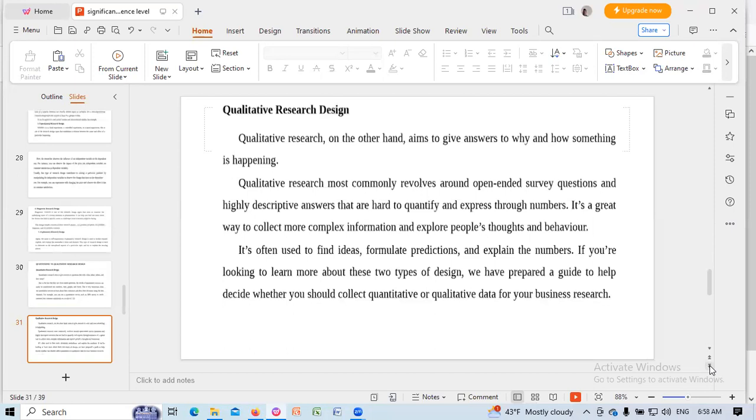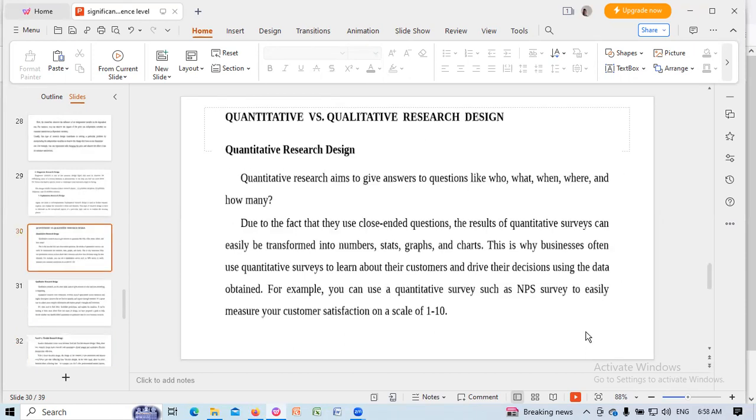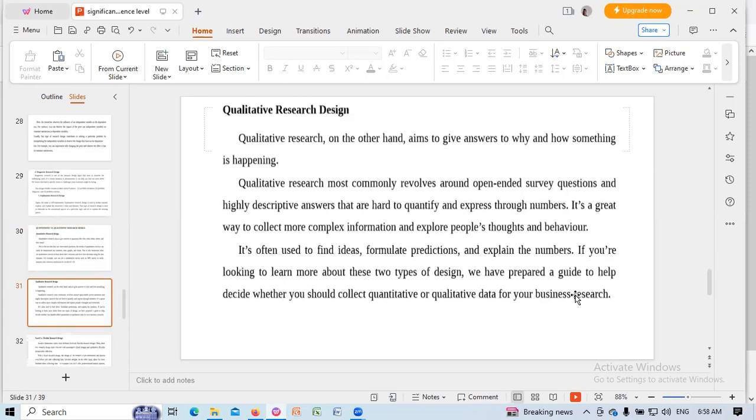Qualitative research design, on the other hand, aims to answer why and how. In the case of quantitative: what, when, where, who, and how many. In the case of qualitative: why and how.